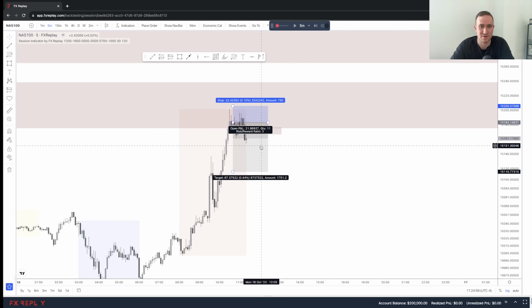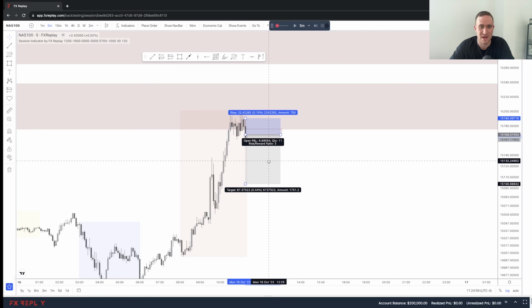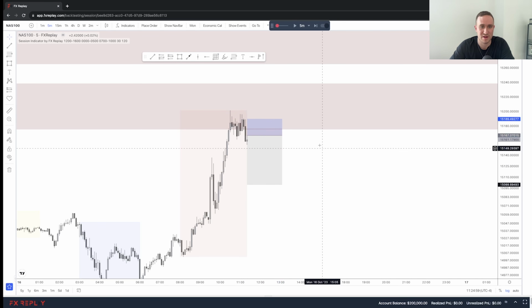I just realized now that I did not market execute on this trade on FX Replay. So I am actually going to go and set an entry right within this fair value gap. But my real trade happened over in this area here.